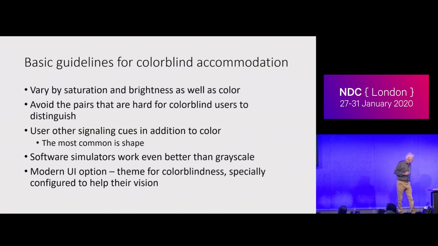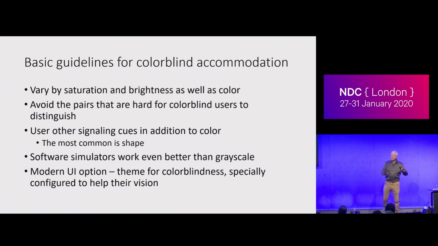To accommodate colorblind people, vary by saturation and brightness as well as color, and try to lean on shapes as well as color. You don't have to just use color for signaling. Ideally, you would use shapes as well. And so that means that the colorblind folks are going to have some information to pick up on.